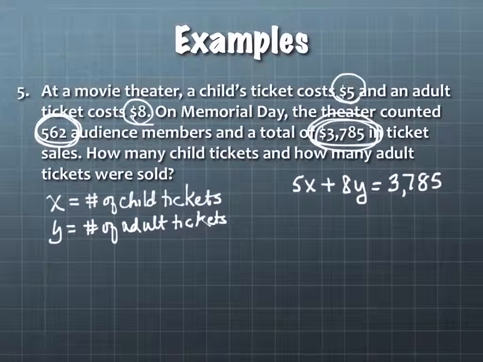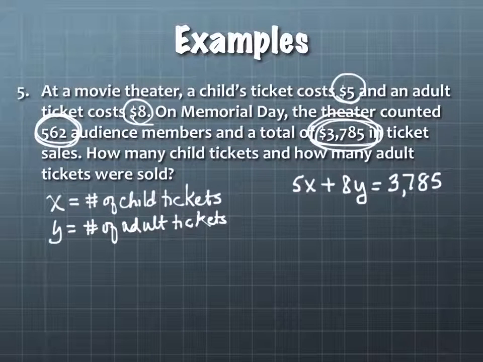Yeah. Okay, so this is the equation that talks about price. Okay? So if you have 10 tickets sold, you do 5 times 10, that's $50 in child tickets, right? So you're just multiplying the price of the ticket, 5, times the number of child tickets. The price of the adult ticket, 8, times the number of adult tickets. And that equals the total price that was brought in by this theater. That's actually the more difficult of the two equations.